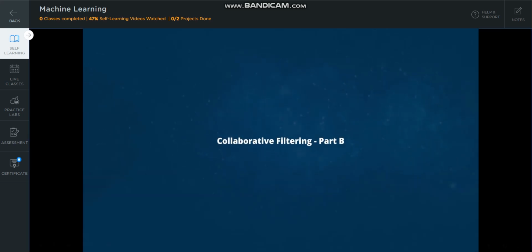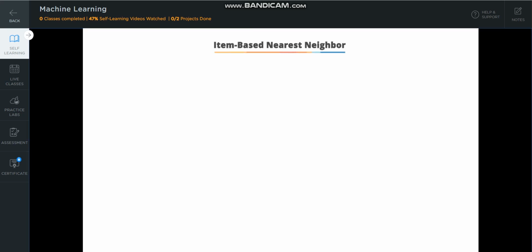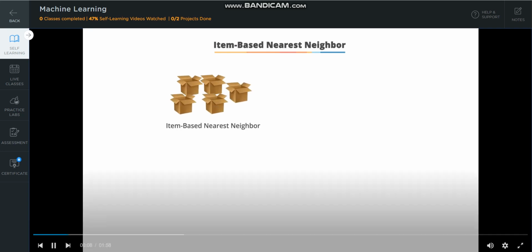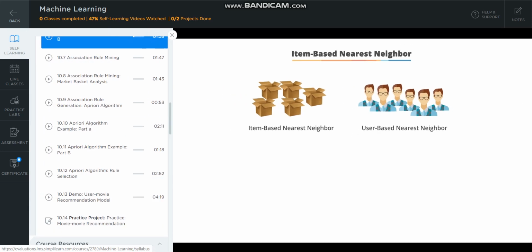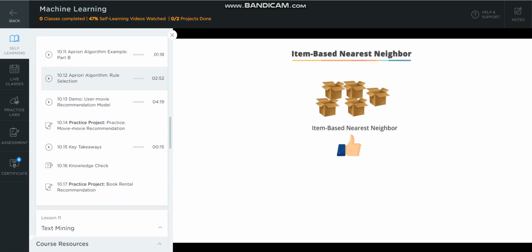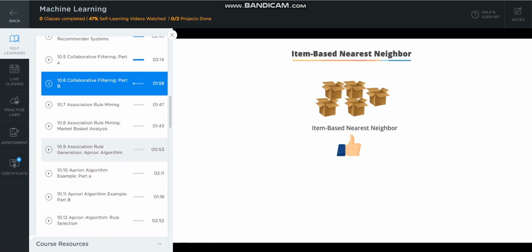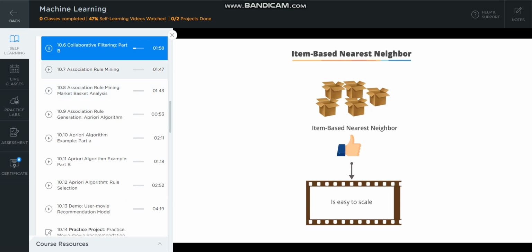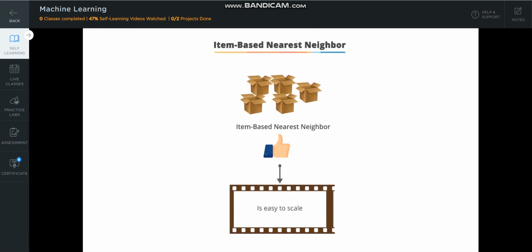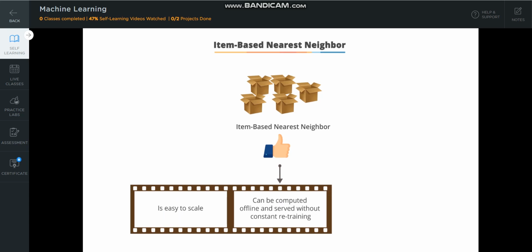Collaborative Filtering Part B. Now let's understand how item-based nearest neighbor works. Item-based approach is preferable to user-based approach. So what is the reason behind this preference? Because of the dynamic nature of users, user-based approach is often harder to scale as the items usually don't change much. Item-based approach often can be computed offline and served without constant retraining.